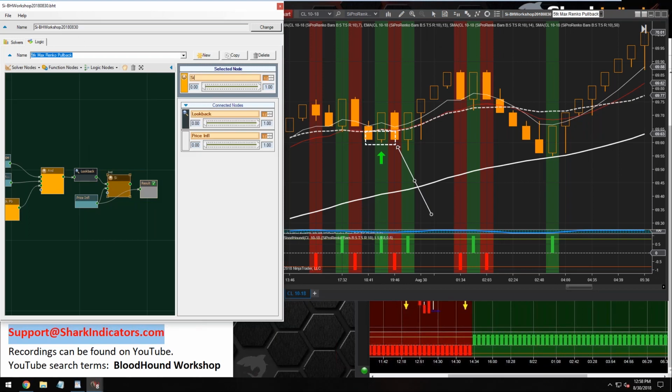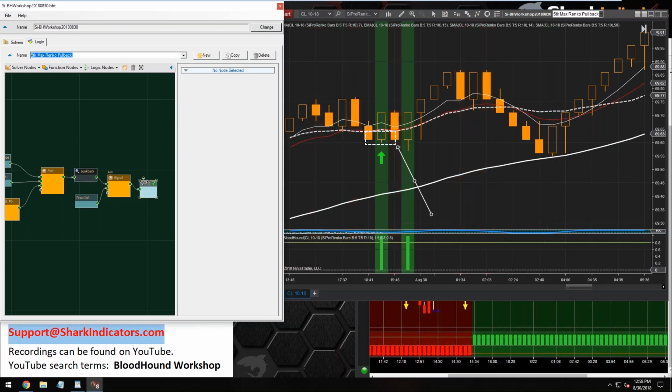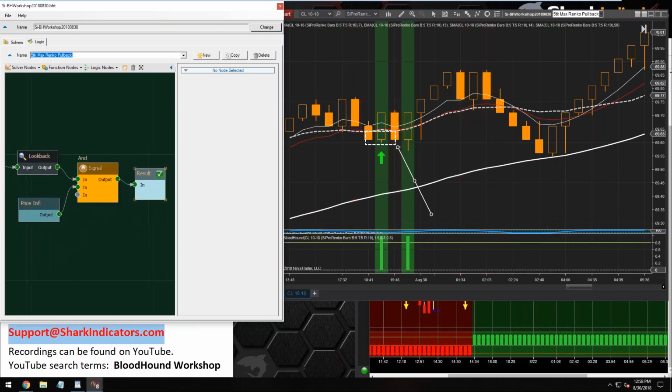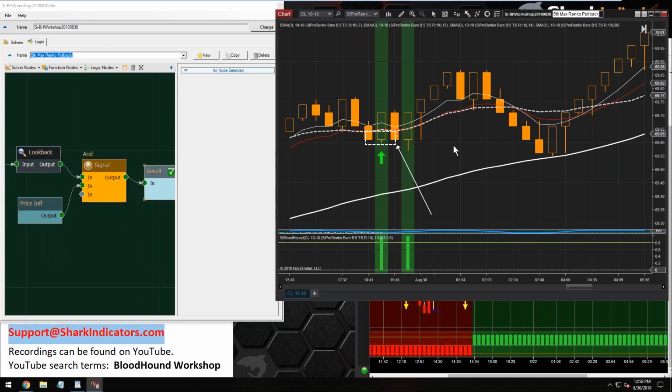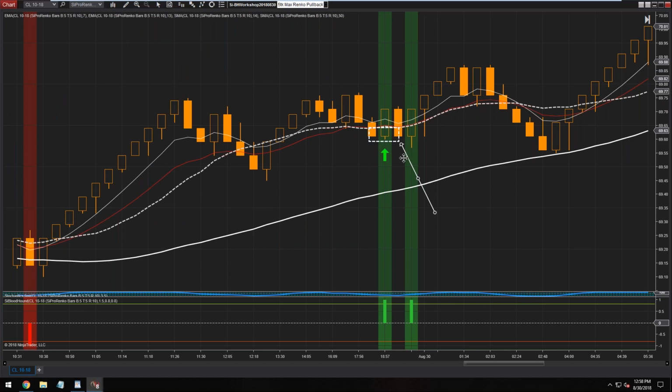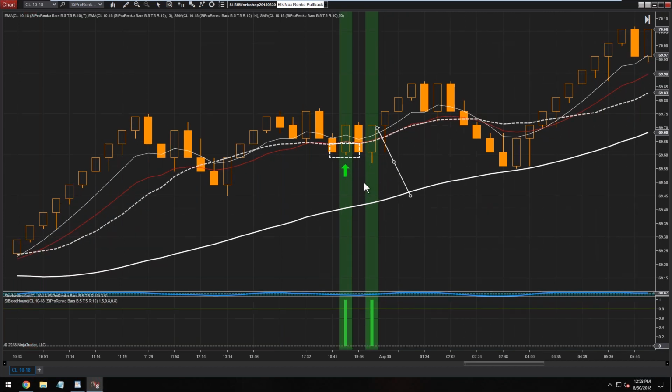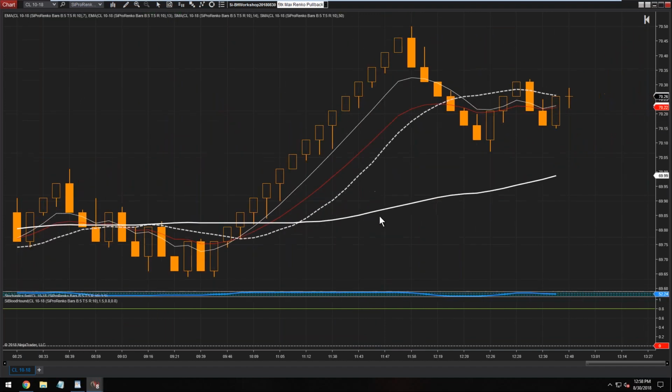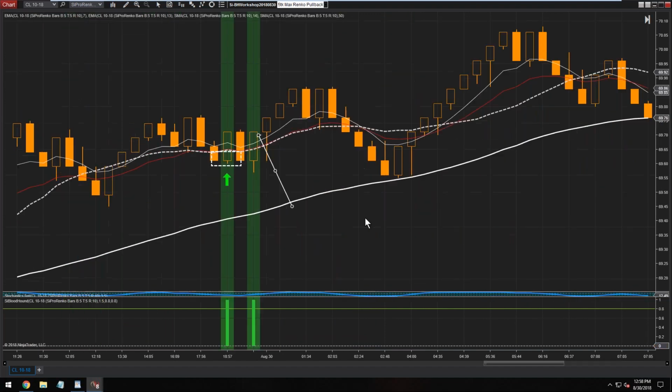So this AND node is the actual signal. So let's take a look. There we go. Let me zoom in here. And let's take a look at the chart. So yeah, there we go. We had two pullbacks with the reversal afterwards. Great. Let's see if there's anything forward on the chart. No. Let's go backwards here.